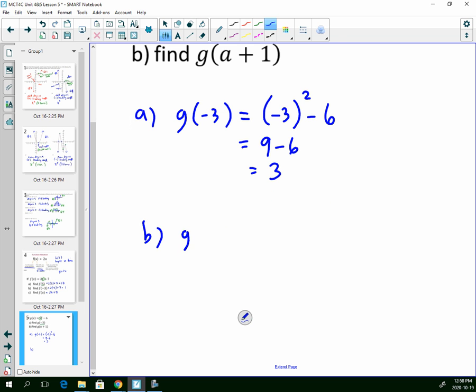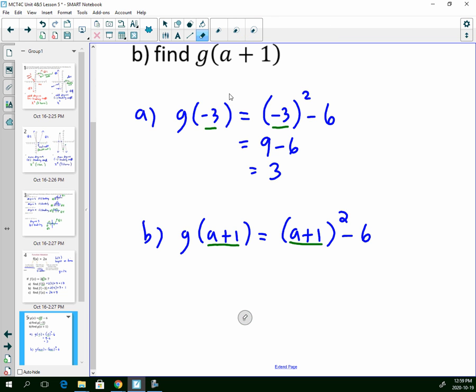This time it wants me to find g of a plus 1. So my x is being replaced by a plus 1, and that is squared. Okay, so in g of negative 3, we replaced x with negative 3. G of a plus 1, we replace x with a plus 1, and now we want to expand and then collect like terms.